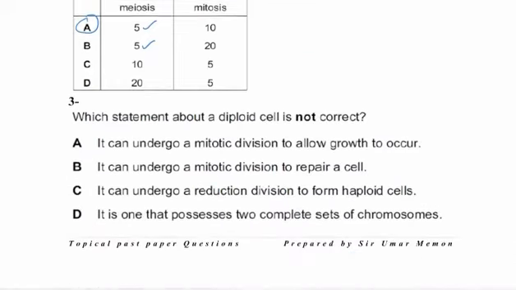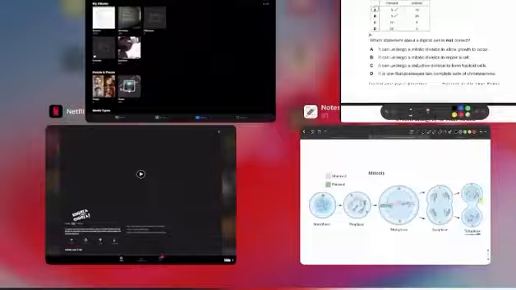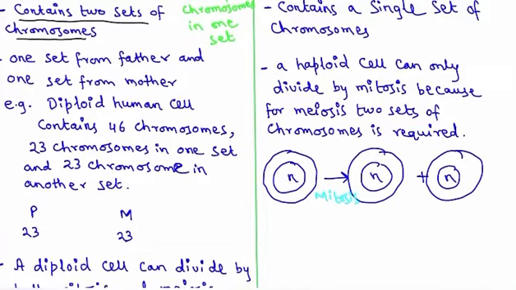Let's move towards the third question. Which statement about a diploid cell is not correct? Let's move towards the description of the diploid and the haploid cell. We should know the differences between the diploid and the haploid cell. How do we define a diploid cell? A diploid cell is a cell which contains two sets of chromosomes. What does that mean? That one set is from the father and one set is from the mother.